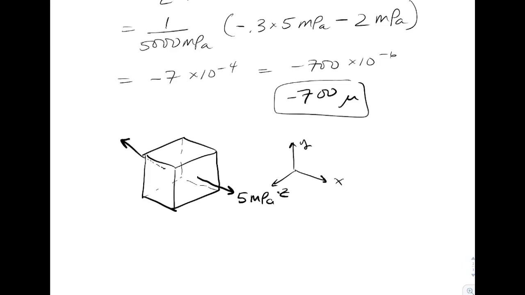That would be 5. In the z face, right here, we've got no stress. Sigma zz was equal to 0. On the y face, we've got 2 megapascals of compression. So that would be 2 megapascals. So there's our state of stress if we wanted to draw it on a stress block.